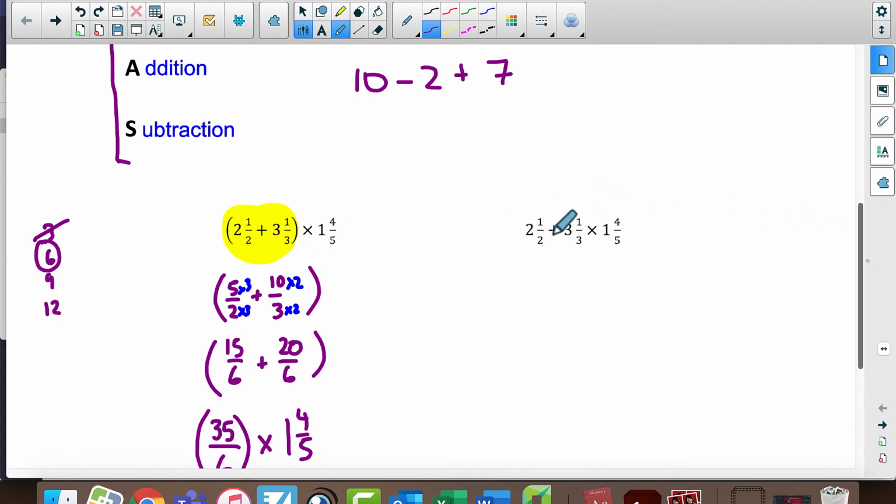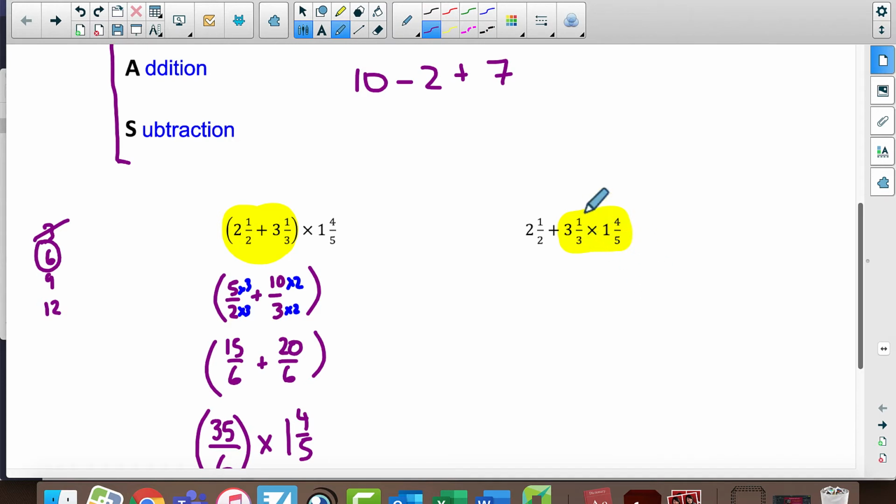Should I start by adding then? No, because BEDMAS tells us if there's no brackets, look for exponents, which we're not doing, then look for division and multiplication. And there is my multiplication right there. You need to do this first before you add on the 2.5. So that's what we're going to do. We're going to do the highlighted part first.